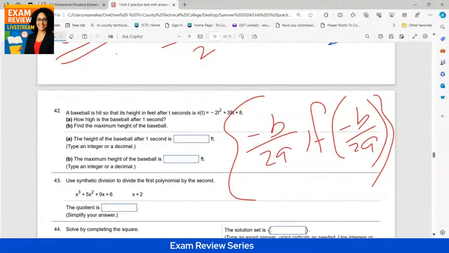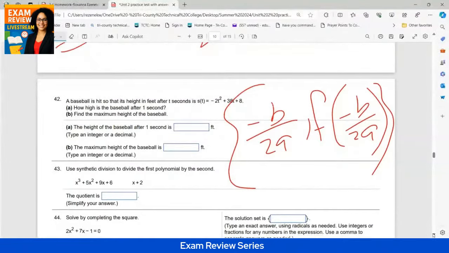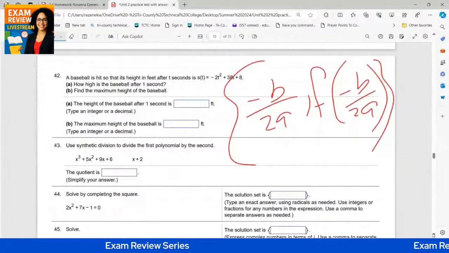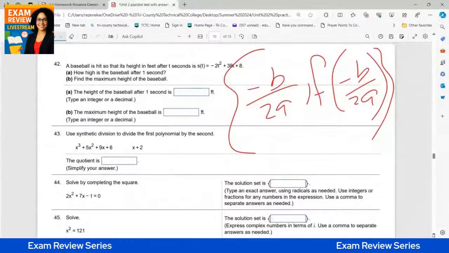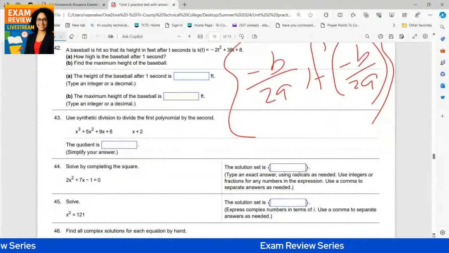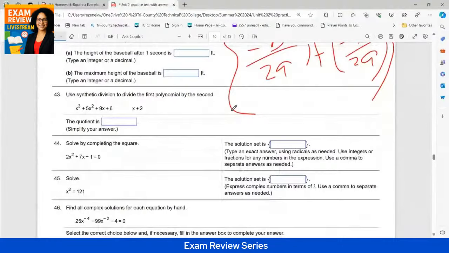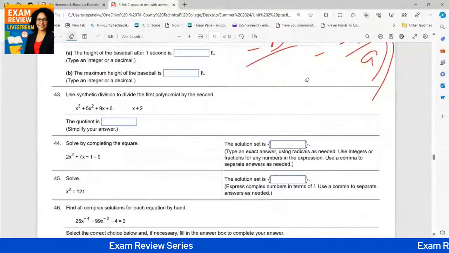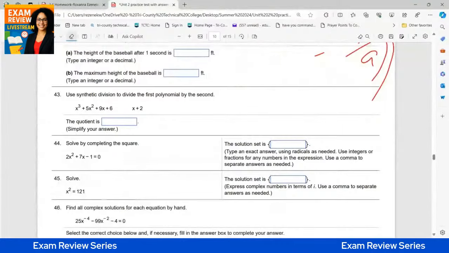The last thing I'm going to do now is synthetic division. Use synthetic division to do number 43. The worksheet we're doing now is homework for section 3.4. So we are in our fourth section today. Homework section 3.4.